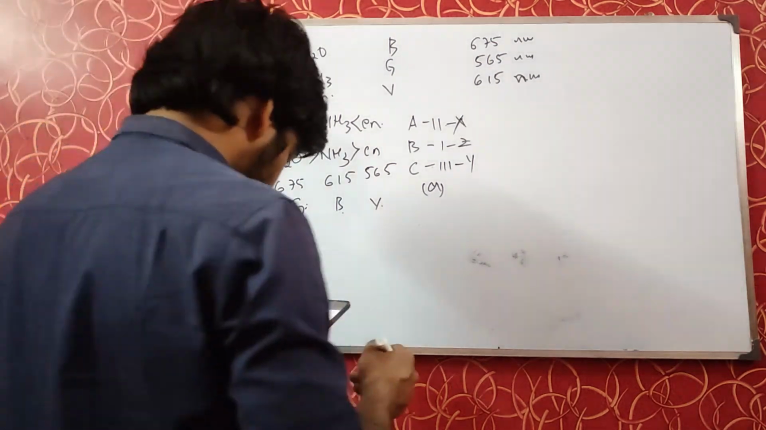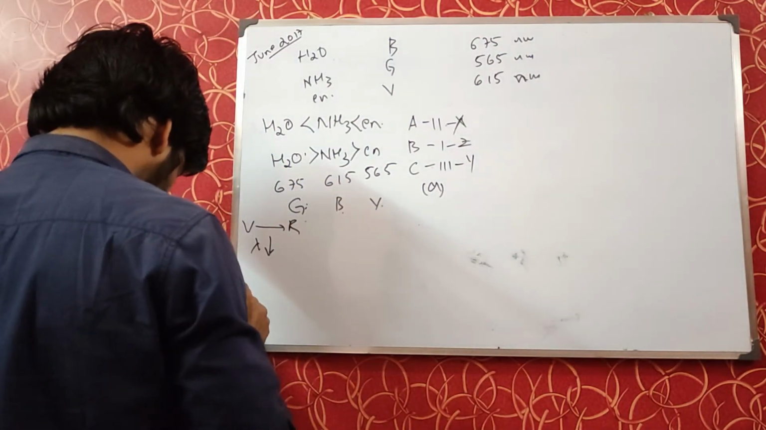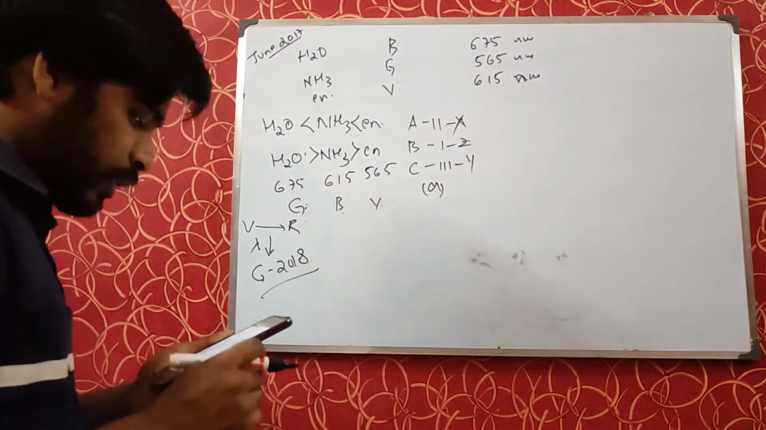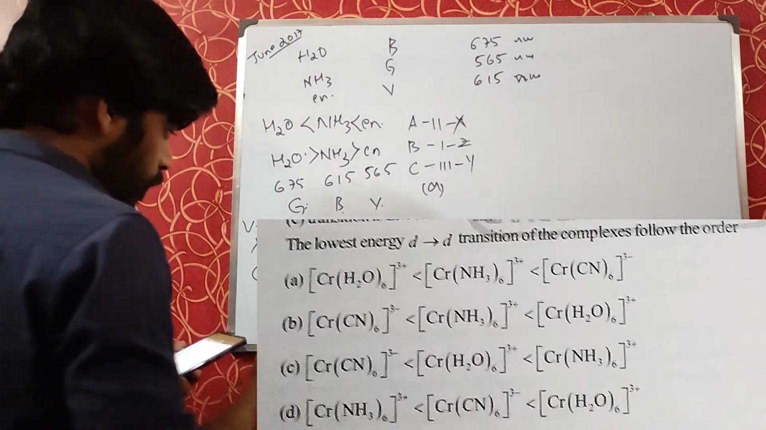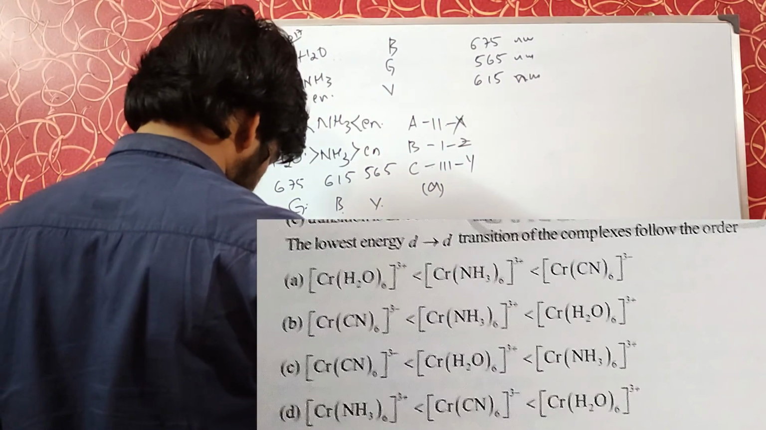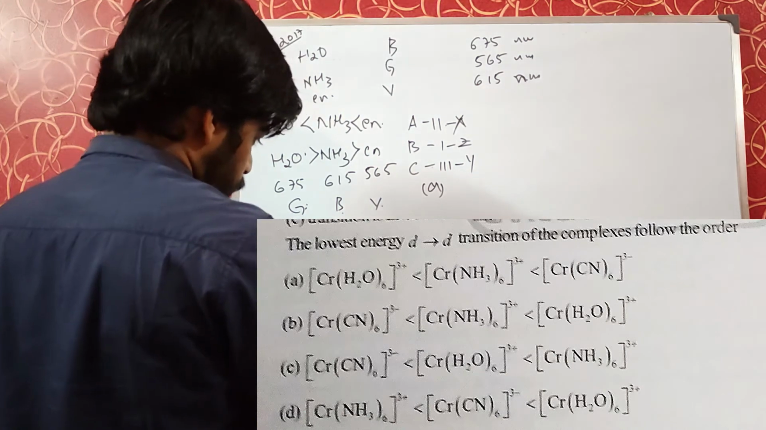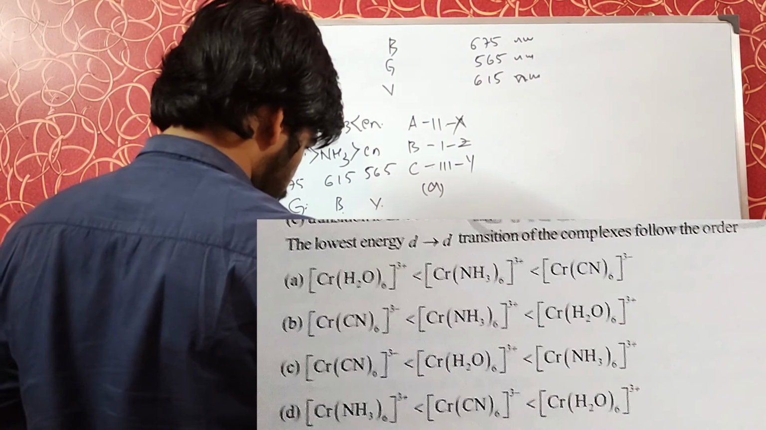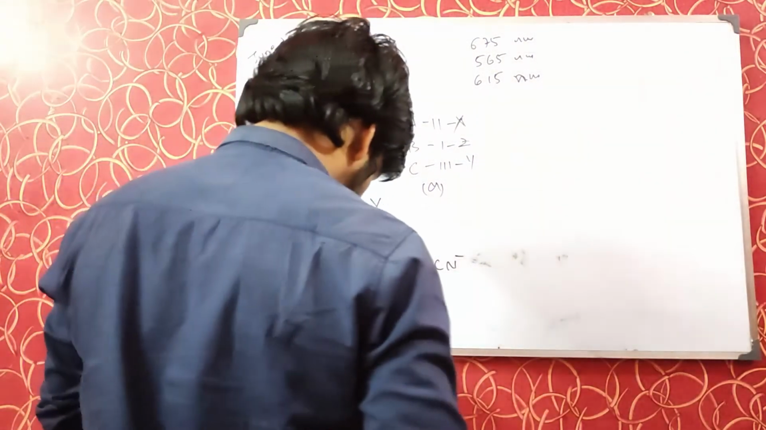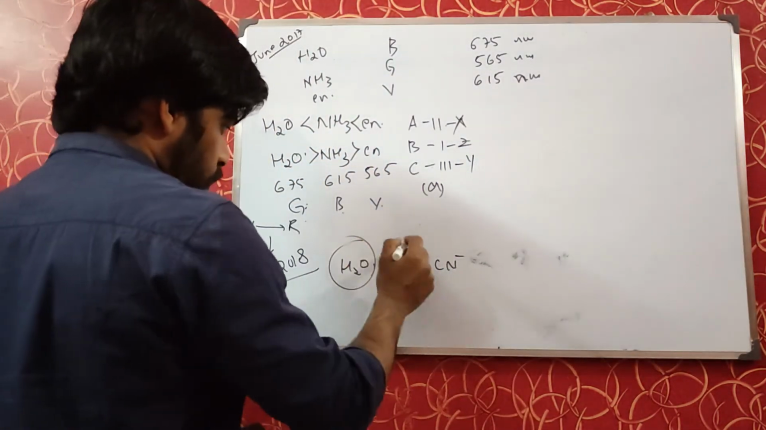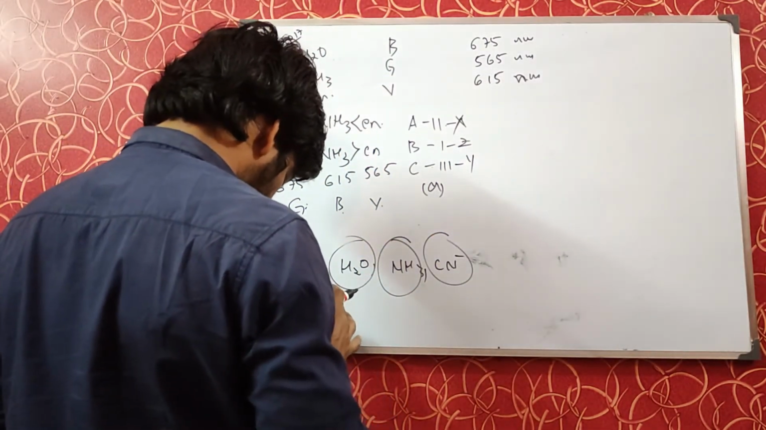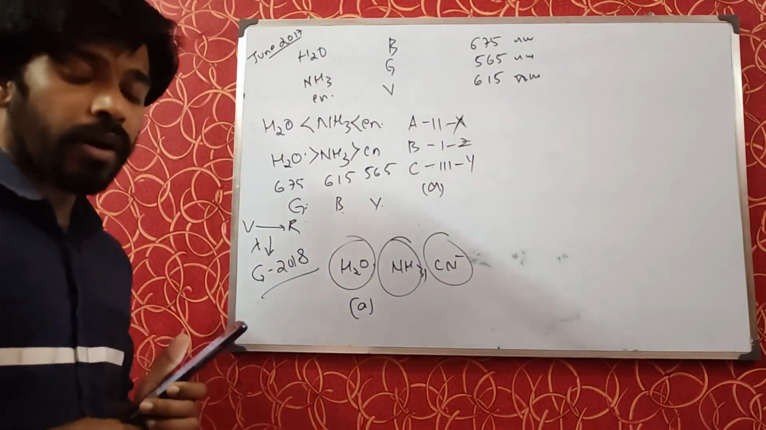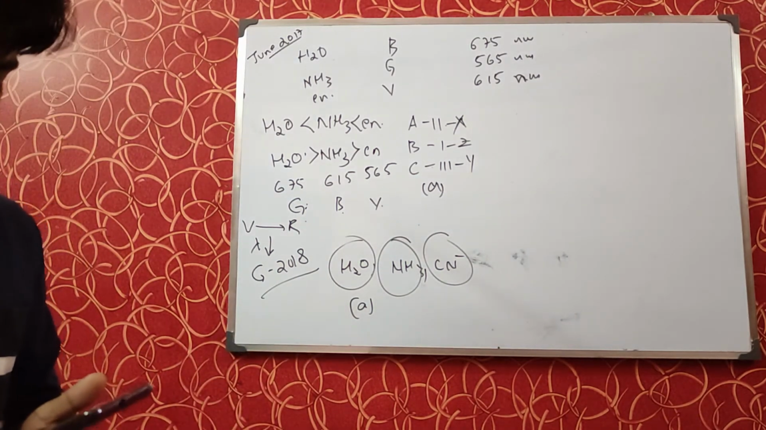The next question we have is from GATE 2018. The question says the lowest DD transitions of the complexes follow the order. Again I'm writing only the ligands: water, ammonia, and cyanide. Lowest energy will obviously be water, followed by ammonia, followed by cyanide, which is given in option number A. Very straightforward questions, and these types of questions were very repetitive earlier. Now they don't really come.